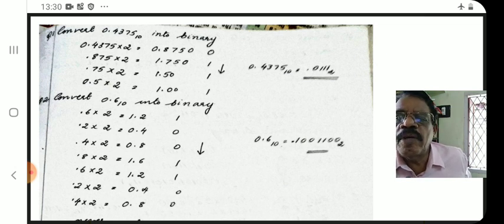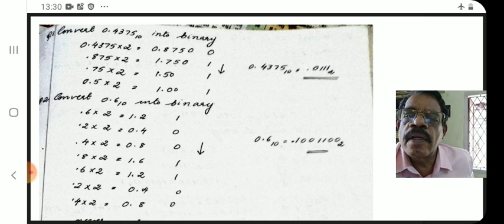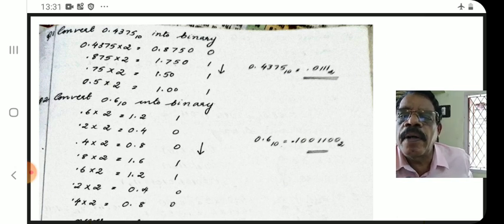And we have to put a binary fraction point. So 0.4375 is equal to 0.0111 to the base 2. That's the method.